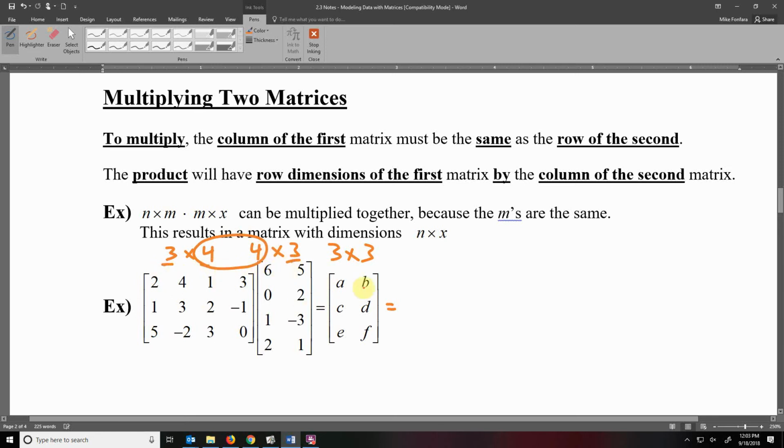Outer dimensions tell me 3 rows by, and I put a 3 here, but that should be a 2, by 2 columns. This is 4 by 2. So I've got a 3 by 2 set of outer dimensions. That will be the dimensions of my product.